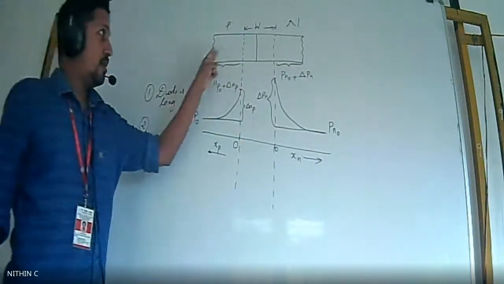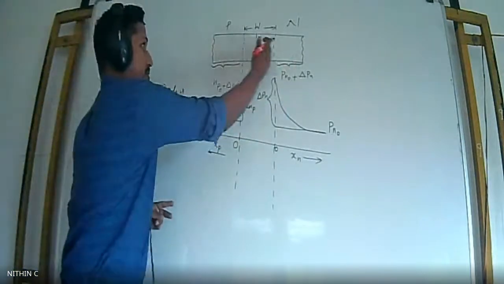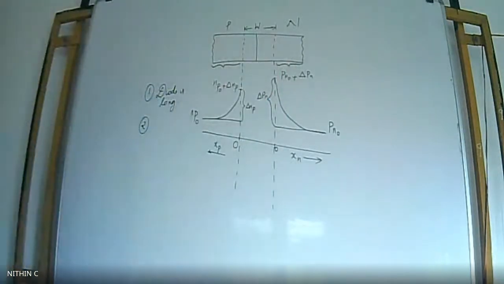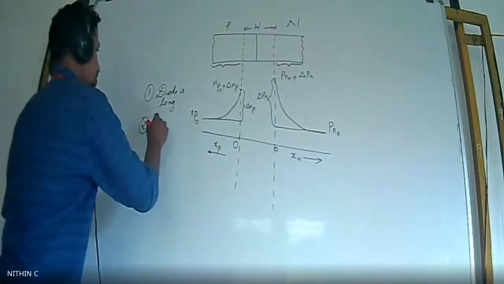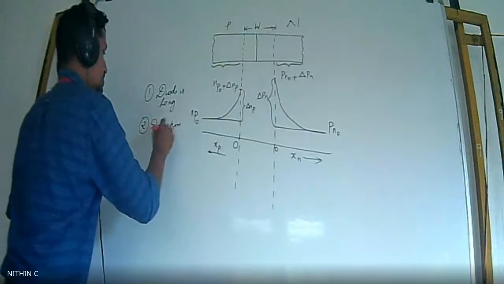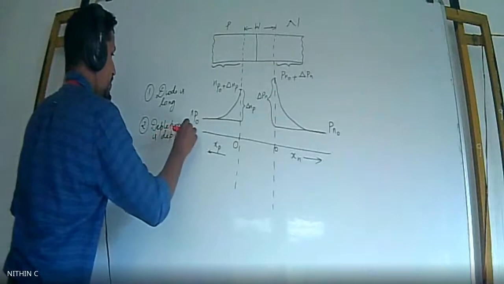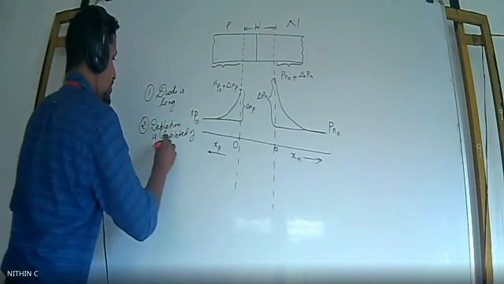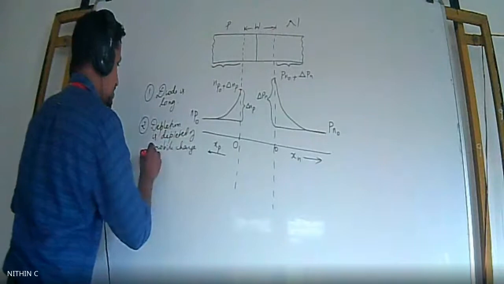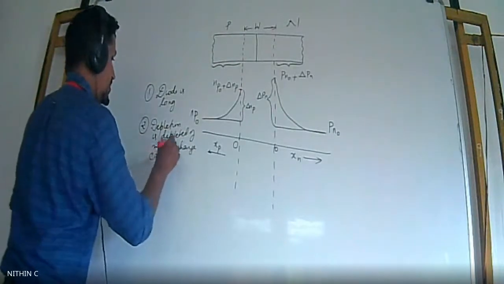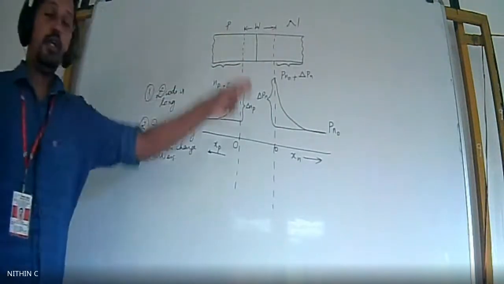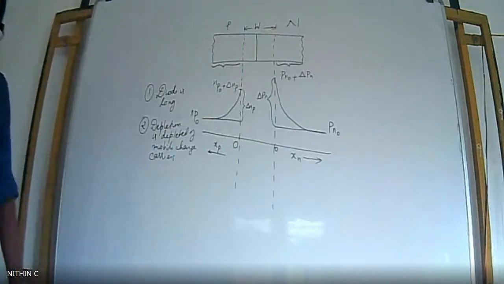And the region outside the depletion layer, that is this region, is charge neutral, or it is said to be perfectly neutral. The depletion region is depleted of mobile charge carriers. That is the second assumption. And the region outside the depletion layer is perfectly neutral.